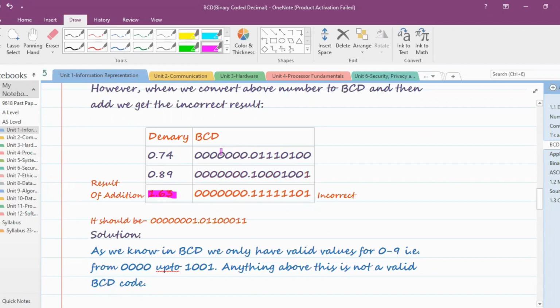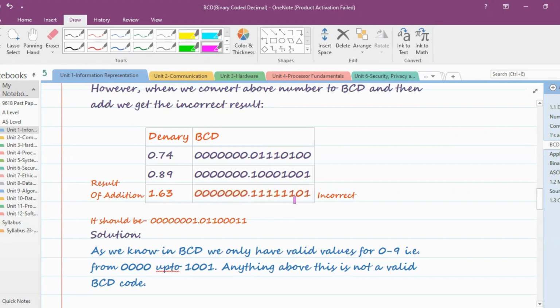However, if I add this and this, I get this: 0110 0010 1011 1011 0110 1011. But this is incorrect. For this, the equivalent binary is this. But the result that I got after converting this into BCD and then adding is an incorrect result.